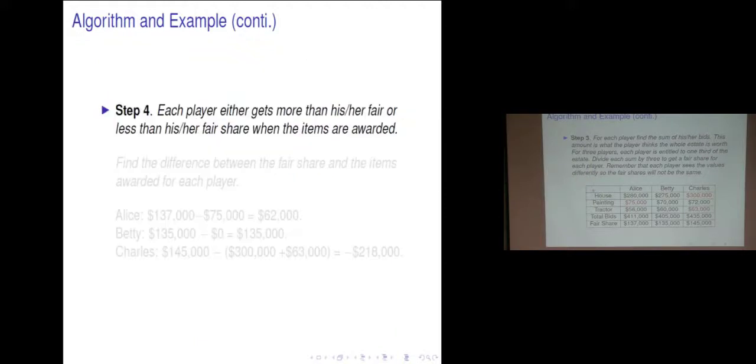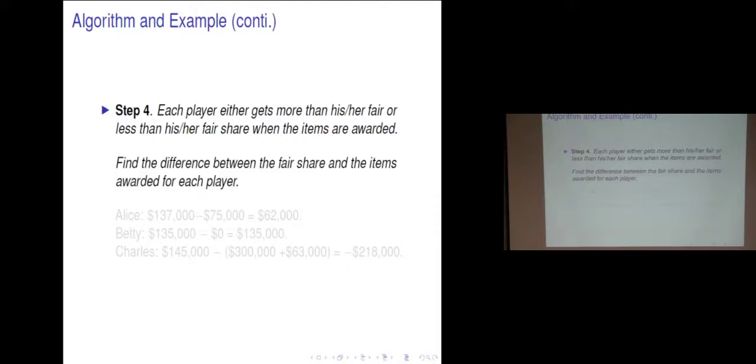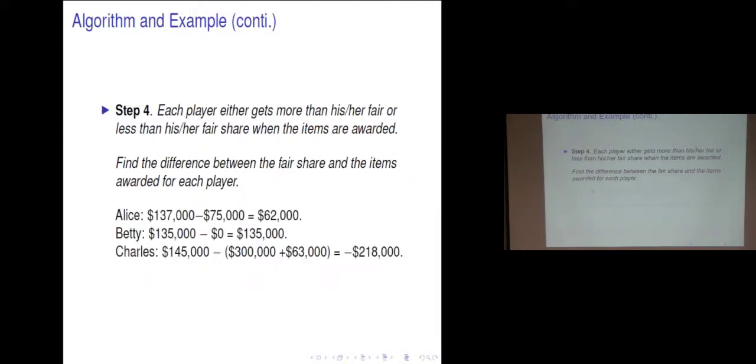Now step four. Each player either gets more than his or her fair share or less than. This is just by logic, so this is obviously true. We want to find the difference between the fair share and the items awarded to the player. For example, Alice thinks she deserves this amount, but she only gets the painting, so she would think she deserves an extra this amount. Same for Betty. Betty thinks she should get this amount, but she didn't get anything, so we owe her this amount.